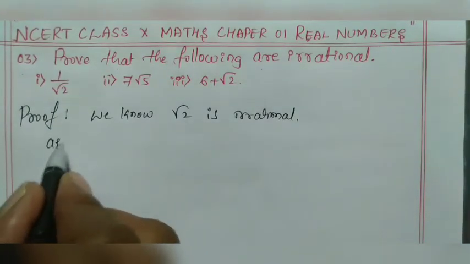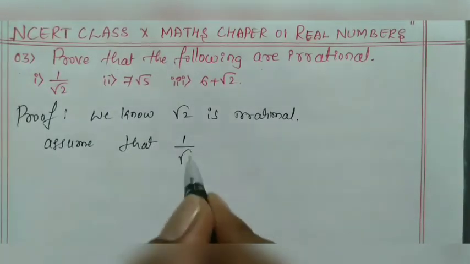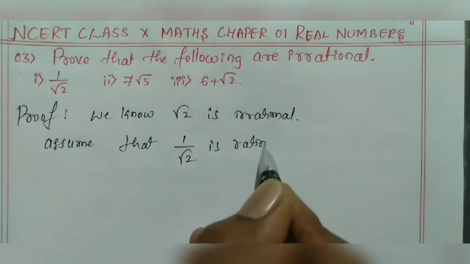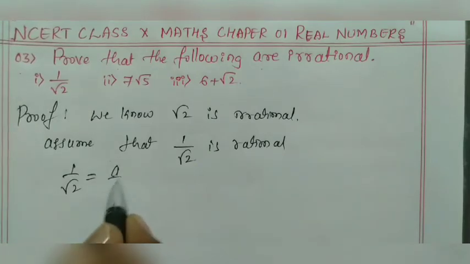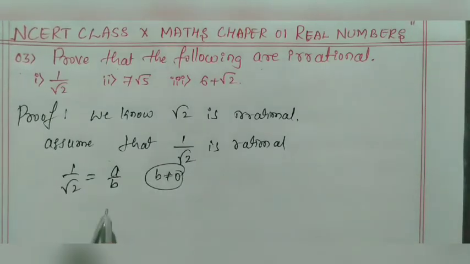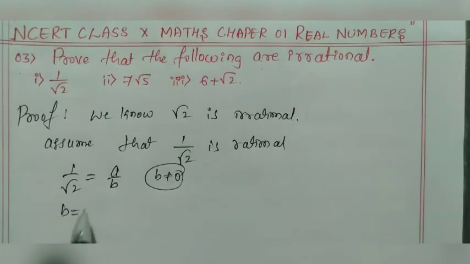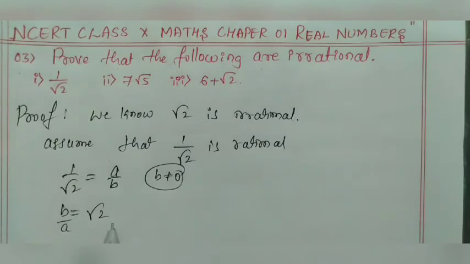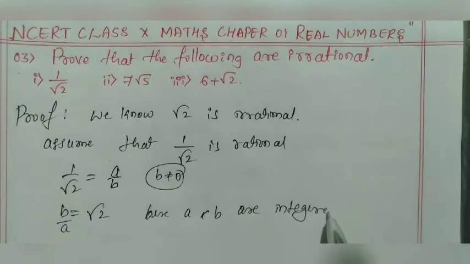After that, let us assume that 1 by root 2 is rational. If 1 by root 2 is rational, then it is in the form of a by b, where b is not equal to 0. Next, bring b to this side, and a to this side, then it becomes b by a, which equals root 2. Here a and b are integers.